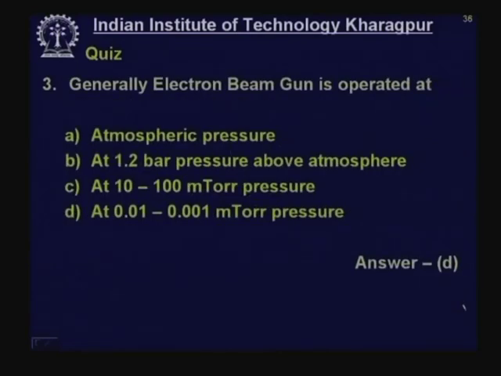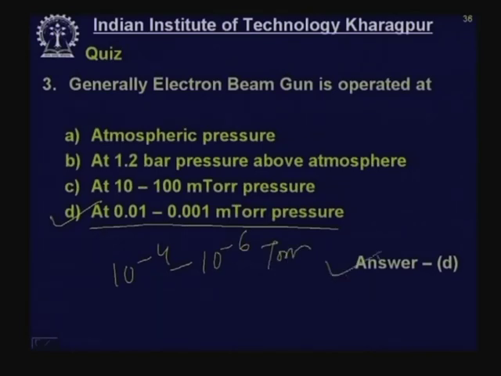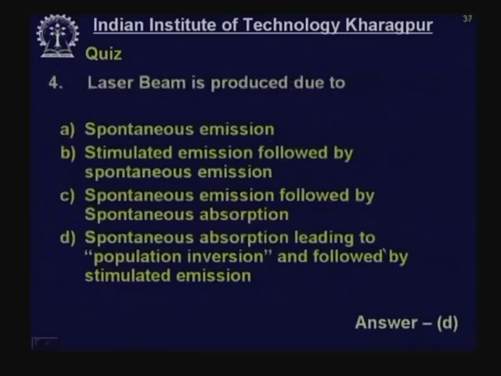Then comes the third question. Generally, the electron beam gun is operated under vacuum, and this is the level of vacuum, 10 to the power minus 4 to 10 to the power minus 6 torr. So, the answer is D. Laser beam is produced due to what? It is produced due to population inversion and stimulated emission. So, absorption leading to population inversion followed by stimulated emission. This is the mechanism of production of laser beam.